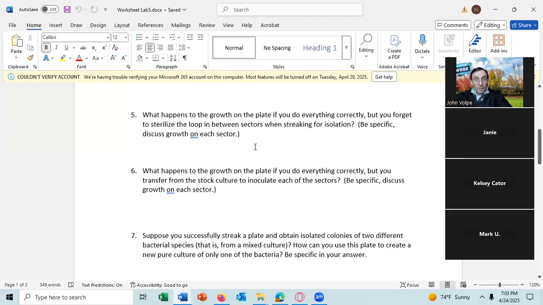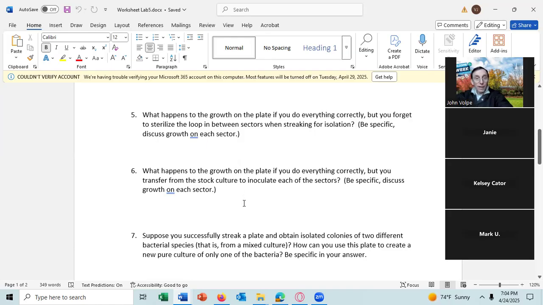And note, this is saying that you're streaking out the plate and you forget to sterilize the loop in between sectors. It doesn't say you forgot to sterilize the loop before you streak out sector 1. So everything is done correctly. That means you are sterilizing the loop before you pick up the cells to streak out sector 1.